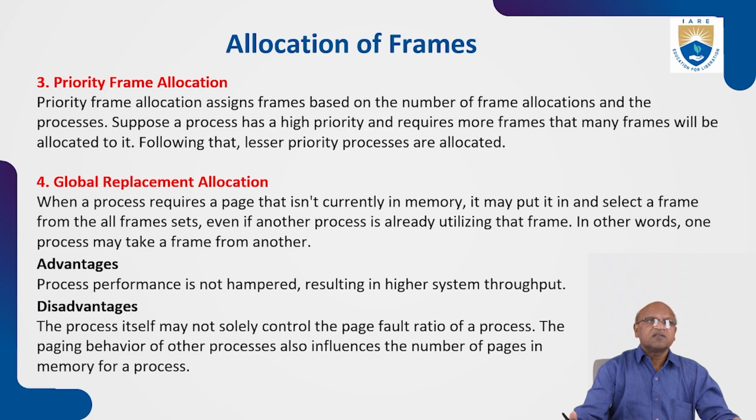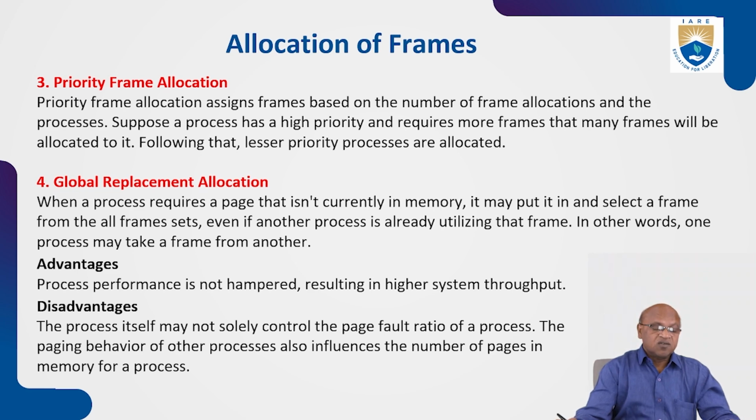Priority frame allocation assigns frames based on the priority of the processes. Suppose a process has a high priority and requires more frames, then frames will be allocated to it. Following that, lower priority processes are allocated. This is frame allocation as per the priority of the process or job.